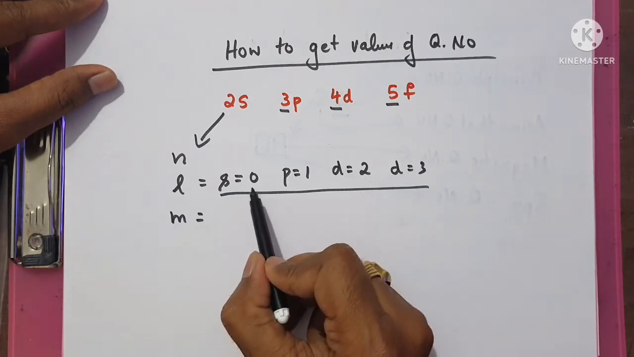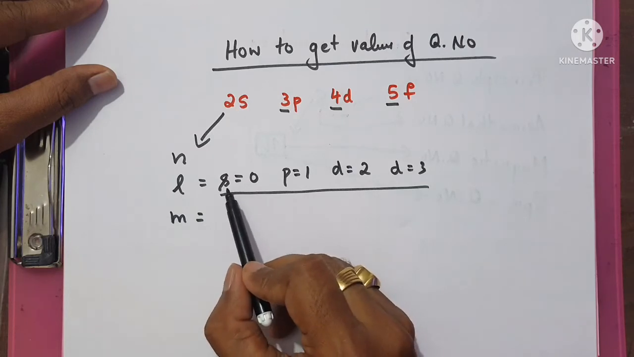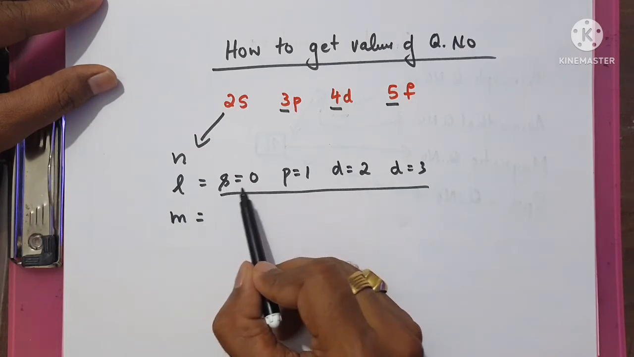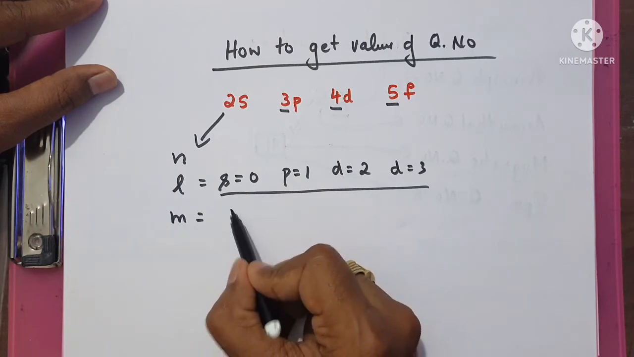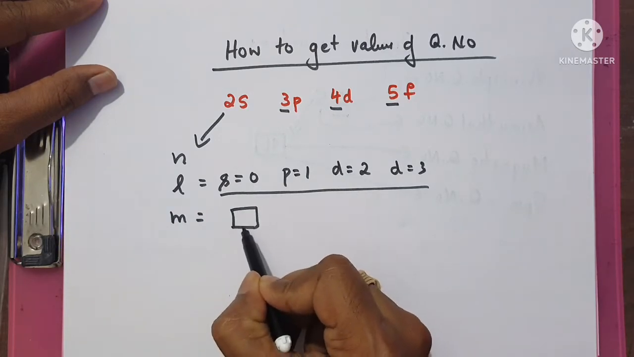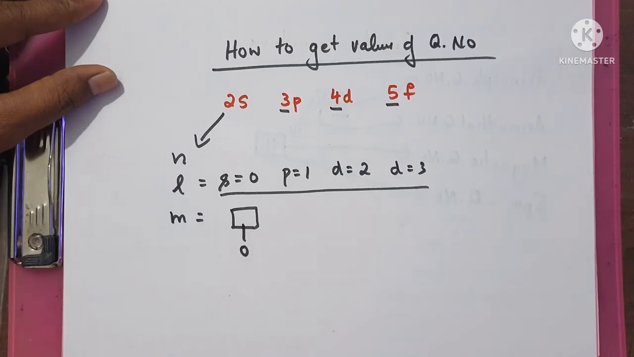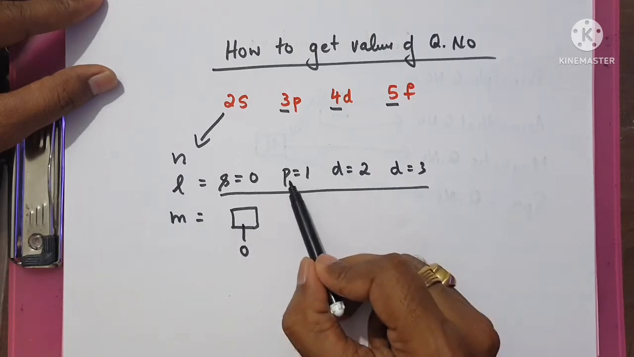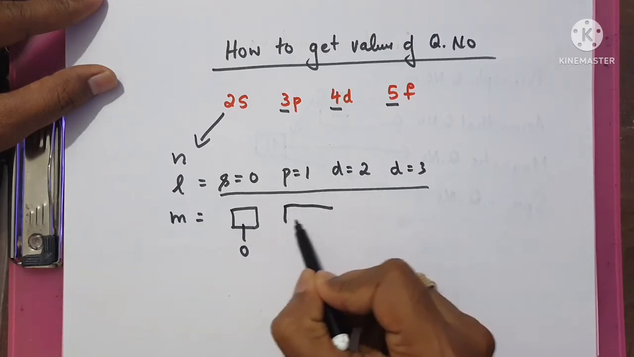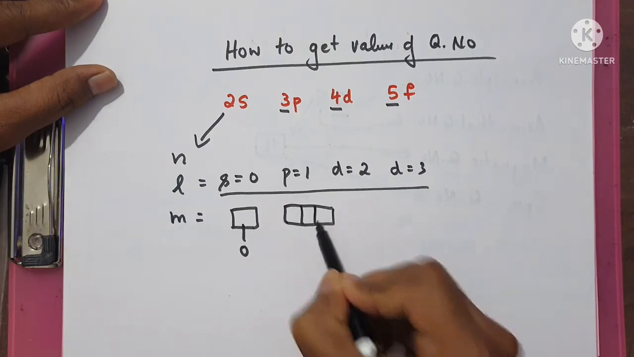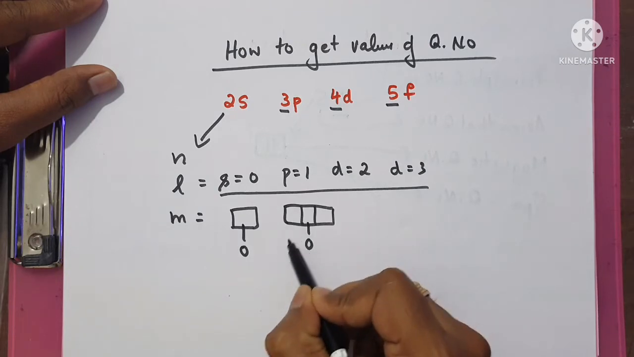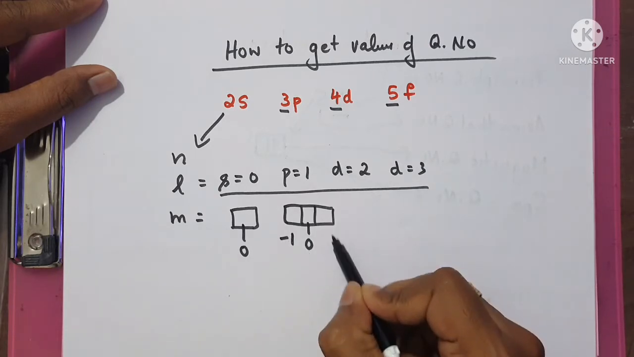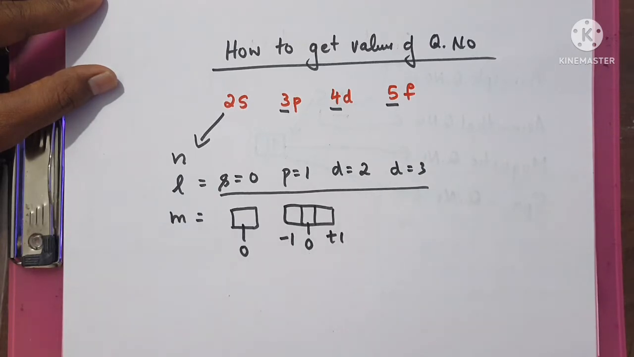If the value of the azimuthal quantum number is 0, that is for the s orbital, I have got one orbital, so I will take 0. If it is 1, for the p orbital, how many orbitals are we going to take? We are going to take 3 orbitals. At the center, I'll take 0. On one side, I'll take -1. On this side, I'll take +1. So there are 3 values that you get.